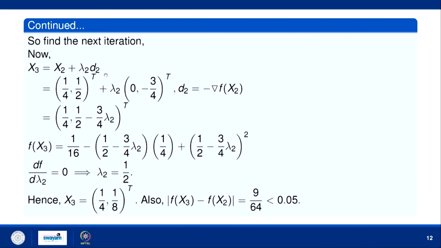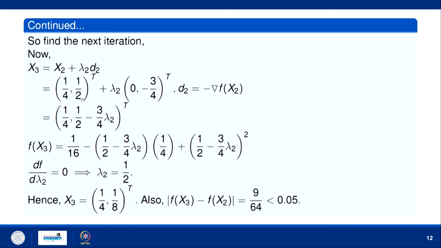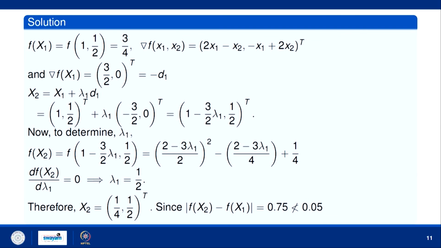Now, x3 will be given as x2 plus alpha 2 d2, alpha 2 or lambda 2, both are okay. So lambda 2 d2, where x2 is (1 by 4, 1 by 2). You can substitute x2 as (1 by 4, 1 by 2), lambda 2 is lambda 2, and d2, how will you find d2? d2 is nothing but negative of gradient of f at x2.